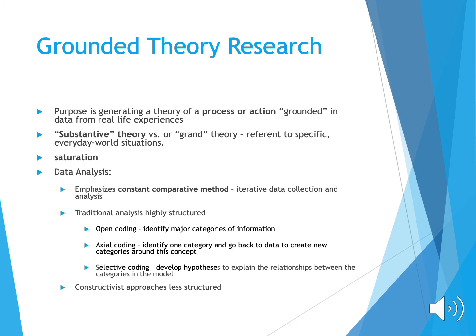But traditionally, grounded theory analysis has three key steps. Open coding, which is initially putting the pieces of data in different categories; then axial coding, which is picking one category and going back to the data to create new categories around that concept; and then selective coding, which involves developing hypotheses to explain the relationship between the categories in the model. There are variations in how structured this can be, but this is the general overall approach. Again, we'll talk much more about data analysis in a few weeks.